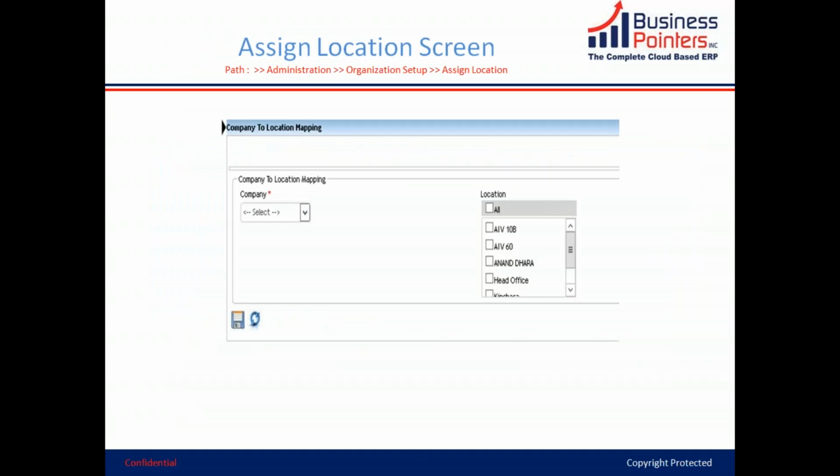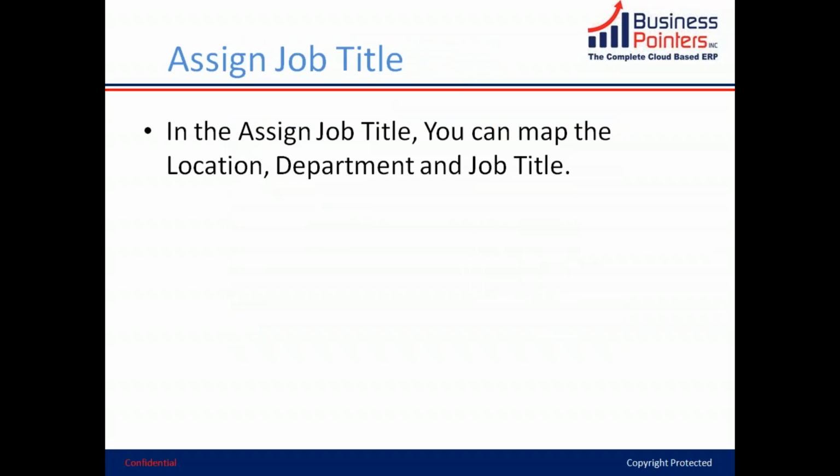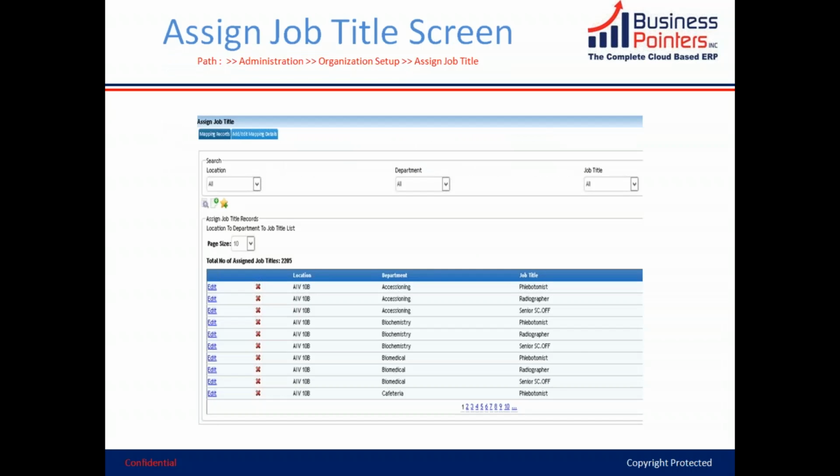Now, whenever you create job titles or locations, you can go ahead and map the particular company with the location. So the system needs to know which company is located at which particular place or which particular location. So we need to map the particular company with the locations that we have created using the assign location screen.